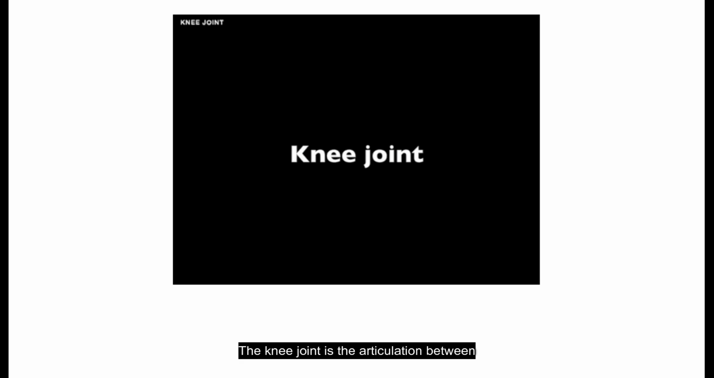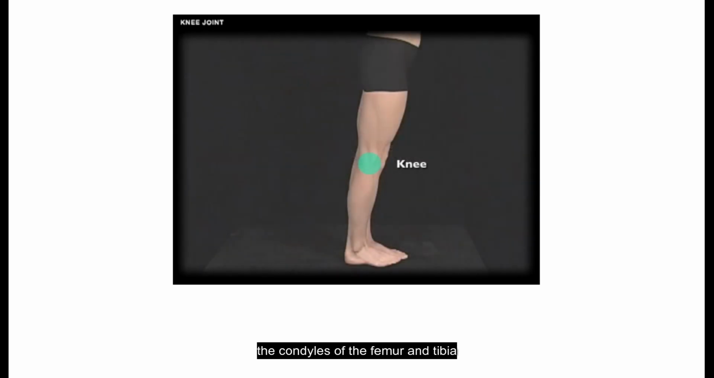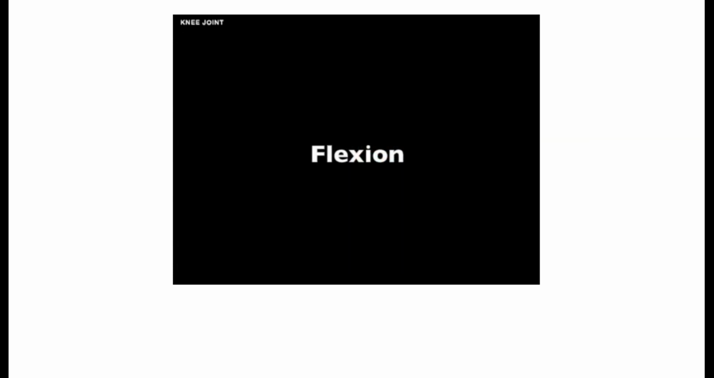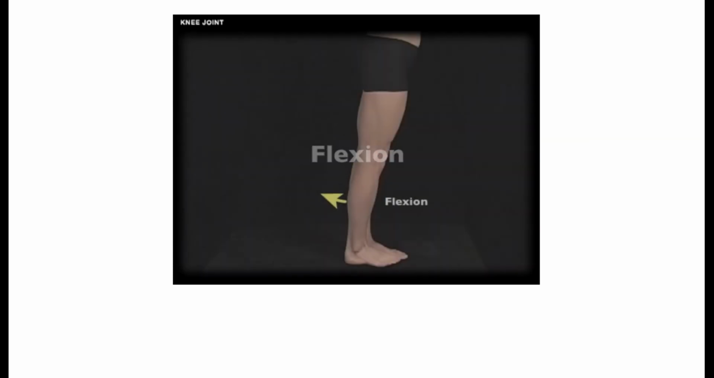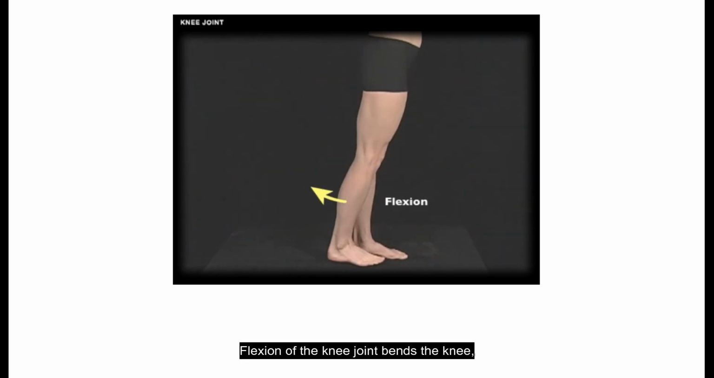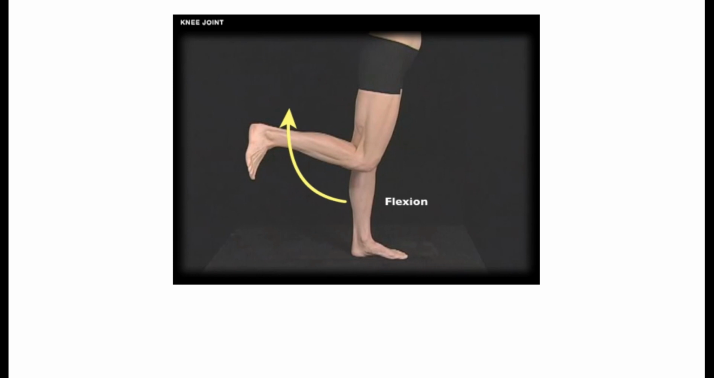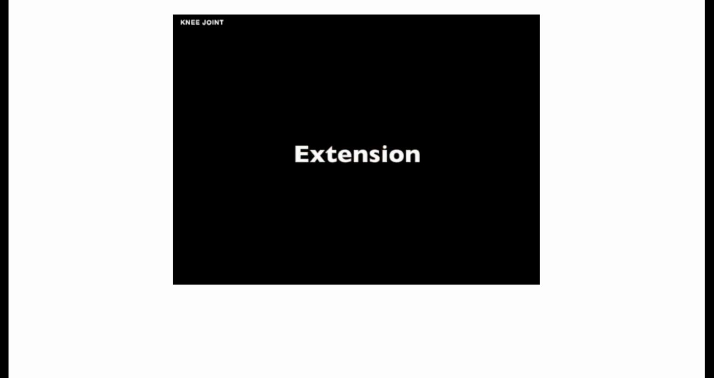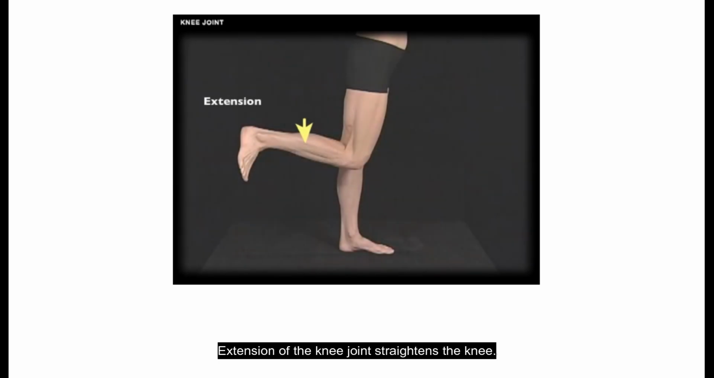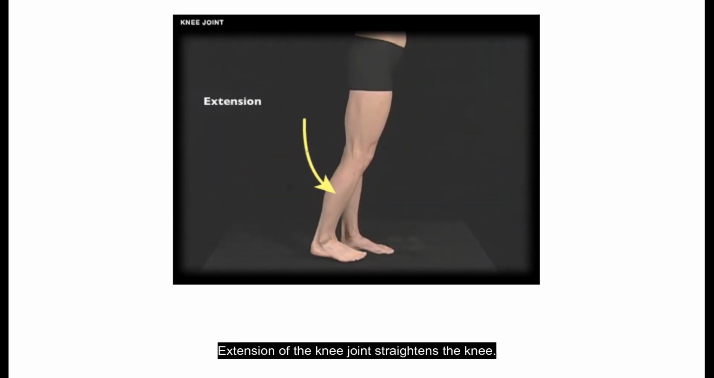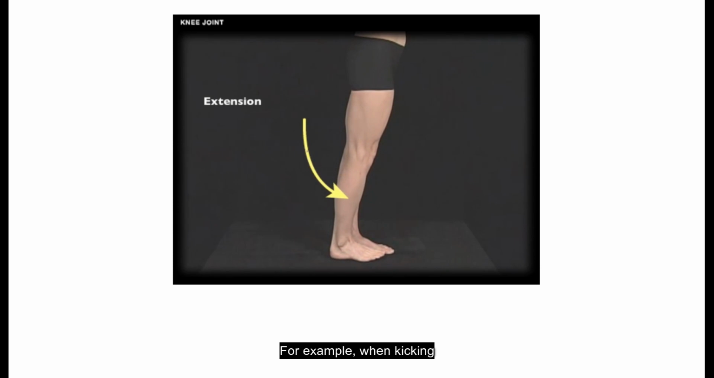The knee joint is the articulation between the condyles of the femur and tibia and between the femur and the patella. The fibula does not participate in this joint. Flexion of the knee joint bends the knee, for example, when squatting or kicking. Extension of the knee joint straightens the knee, for example, when kicking.